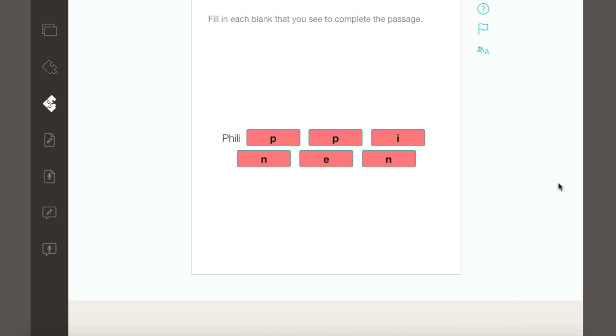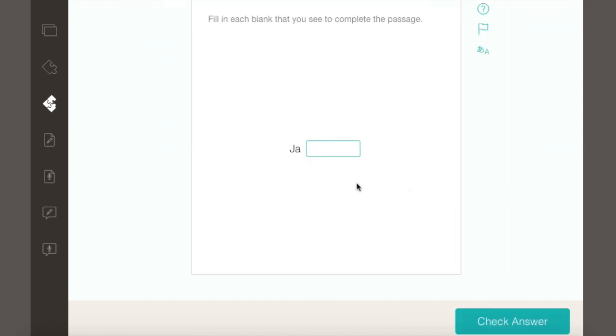For instance, the first time that I actually tried to answer one of these, it gives me the word "in", I-N, and then three blanks. I don't know what I'm supposed to do with that. It doesn't tell me if this is an entire phrase. It doesn't tell me if this is a word. It just says finish this thing, and it doesn't tell me anything.